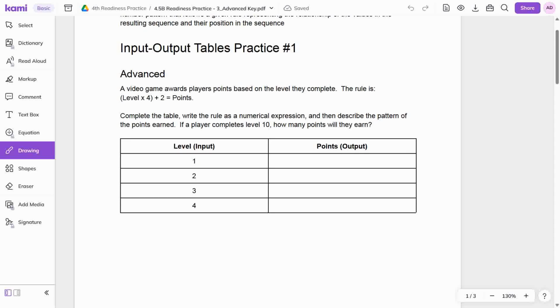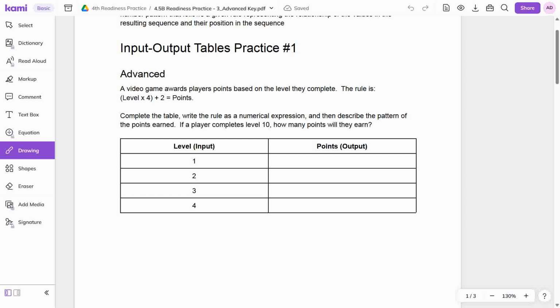So we have this one sentence at the top here that says there's a video game that awards players points based on every level they complete. So you get a level, multiply it by 4, and then you add 2, and that gets your points. So we need to complete this table here.